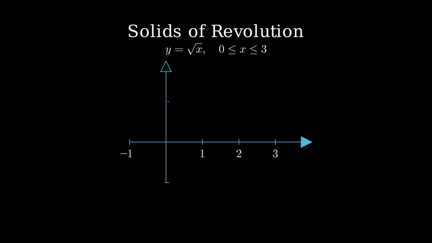Here are our x and y-axes. And here's our curve, y equals square root of x. When we revolve this curve around the y-axis, each point on the curve will trace out a circular path. Let's look at a sample point on our curve.